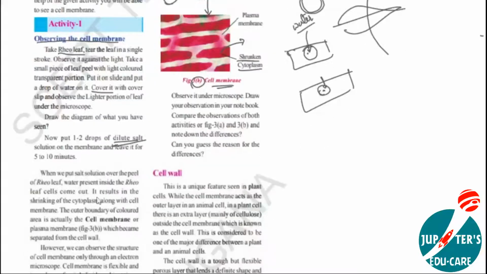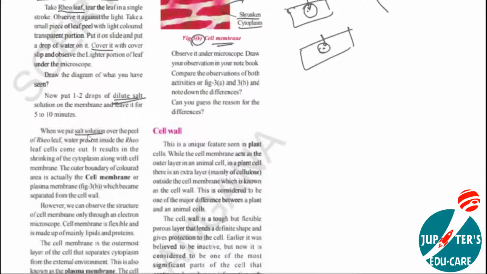Then see here, when we put a salt solution, what happened to this material? The peel of the leaf, the water present inside the leaf cells, comes out from the cytoplasm. So when it loses water, it becomes stronger. So it results in the shrinking of the cytoplasm along with the cell membrane.